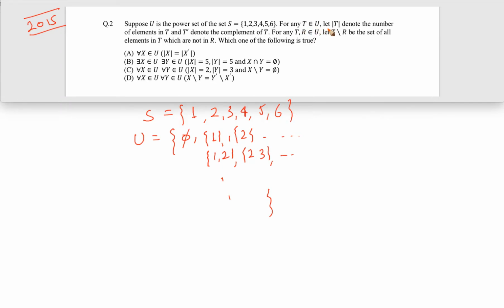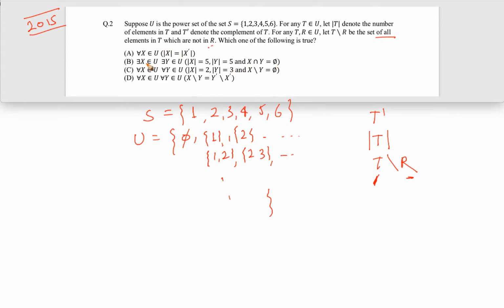belonging to U, let mod t denote the number of elements in t, and t prime denote the complement of t. So t prime means complement of t, and mod t means the number of elements in it. This is the standard denotation, and this is also standard: t subtraction R is basically all the elements of t which are not in R.